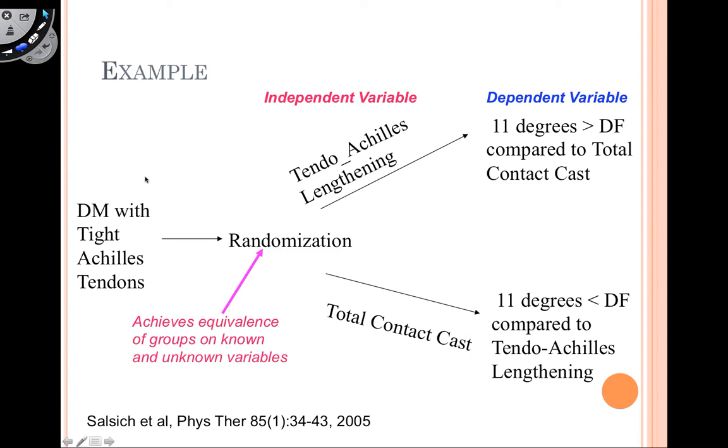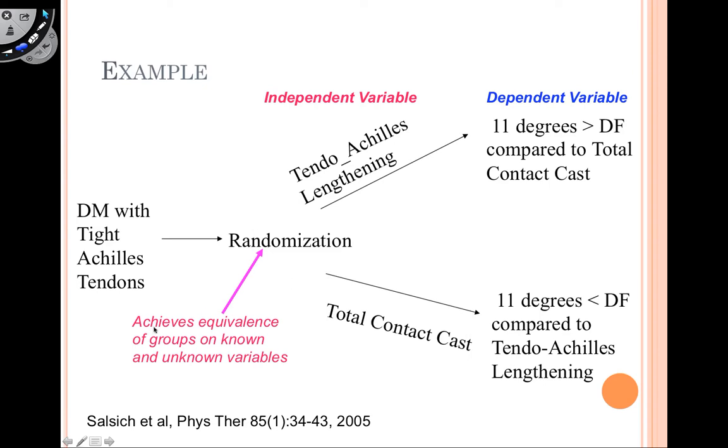So one approach at stopping those ulcers has been to try to improve the length of the tendo Achilles or dorsiflexion motion. And so there are two interventions that were under investigation. One was lengthening with surgery, which is our I in this case, and the other is a total contact cast, which is our C in this particular example.